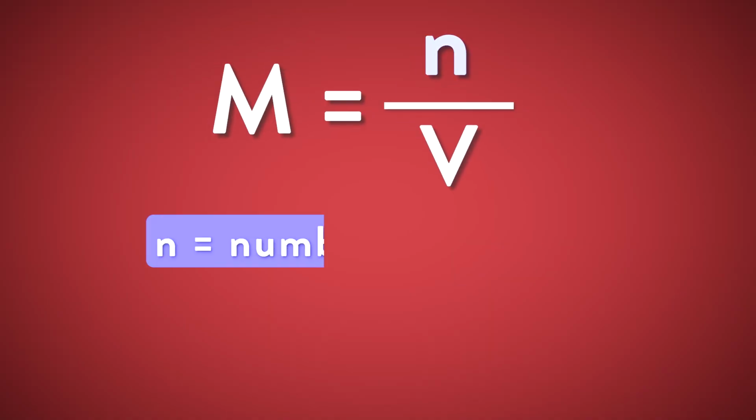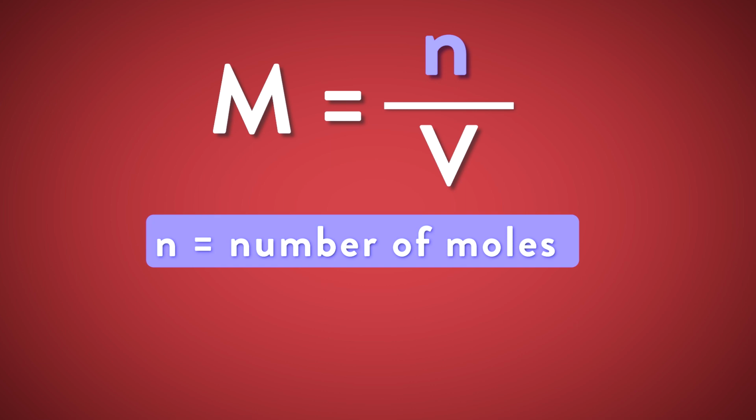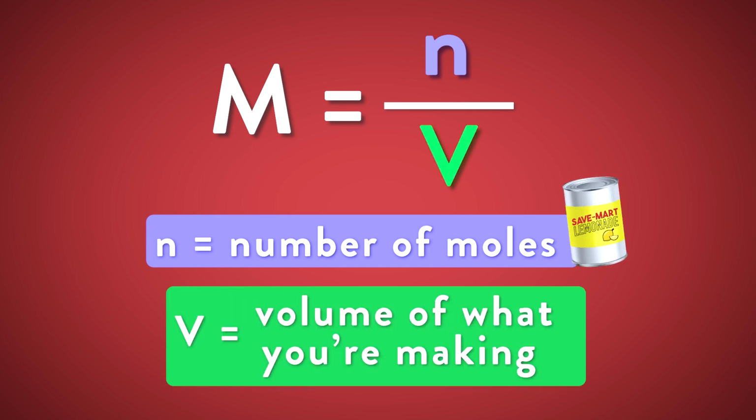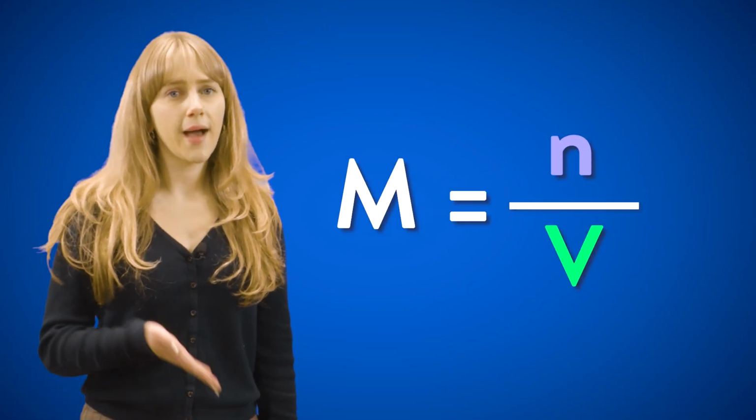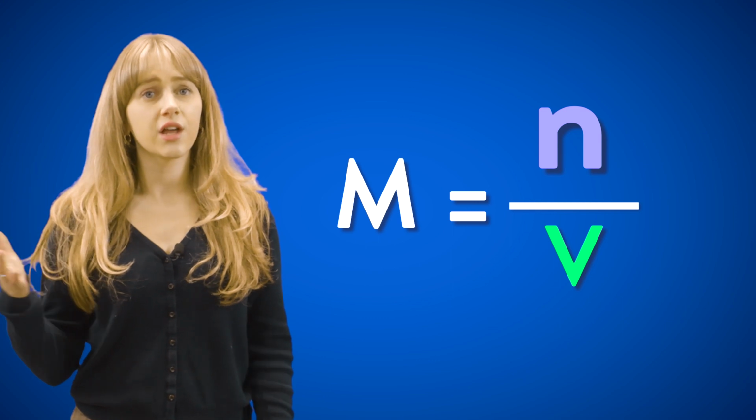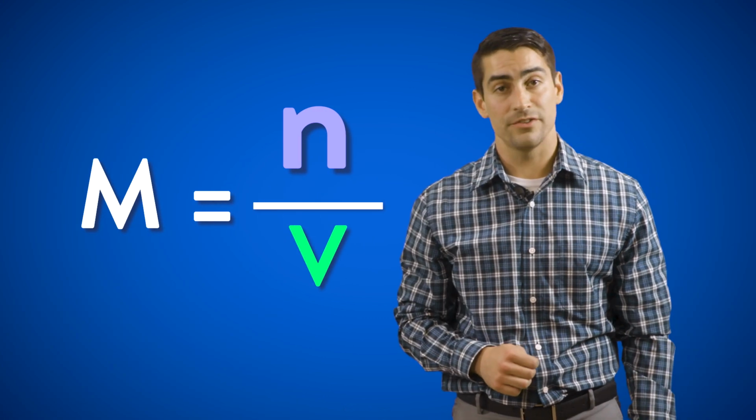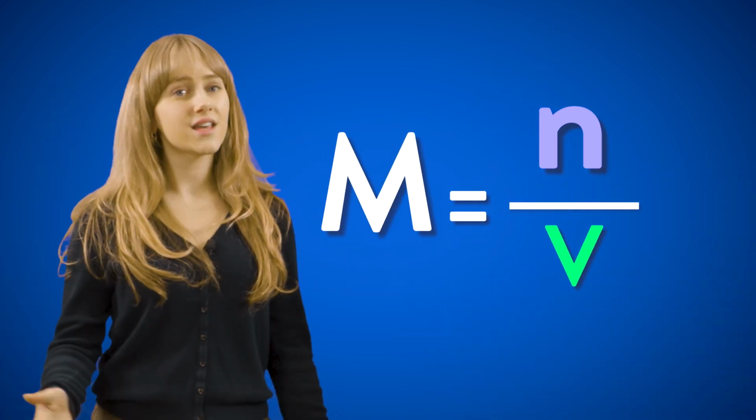N stands for the number of moles. In this case, how much stuff, lemonade powder, you're mixing in. V stands for the volume of what you're making. In this case, the total pitcher of lemonade. So if you toss in more and more powder, the top of the equation is getting larger. But the total size of the volume is staying the same. So your molarity is increasing.